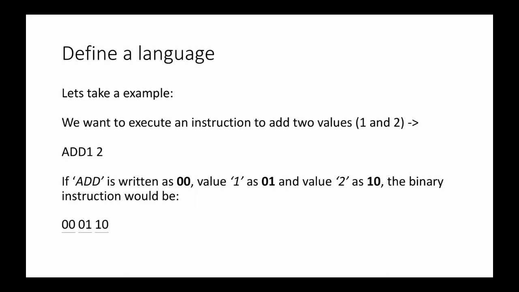Now this representation of mathematical values 1 and 2 is actually the decimal to binary conversion which is being followed. For that you can look over the internet and in the link given below to understand how decimal values which we normally use in our calculations get converted into binary and how binary can be converted back to decimal values. So if we write add as 0, 0, 1 as 0, 1 and 2 as 1, 0, then this instruction of add 1, 2 can actually be written as 0, 0, 0, 1, 1, 0.